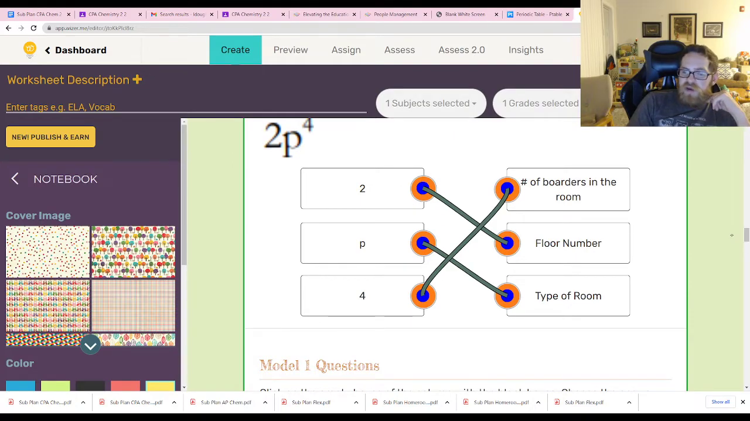Matching the symbol, right, we can look, so the floor number in that case, right, 2p4, the floor number is 2 because that comes first. Saying the second floor, the p room, it has 4 people. Number of borders in the room. Or for our chemistry purposes, right, number of electrons in the orbital.